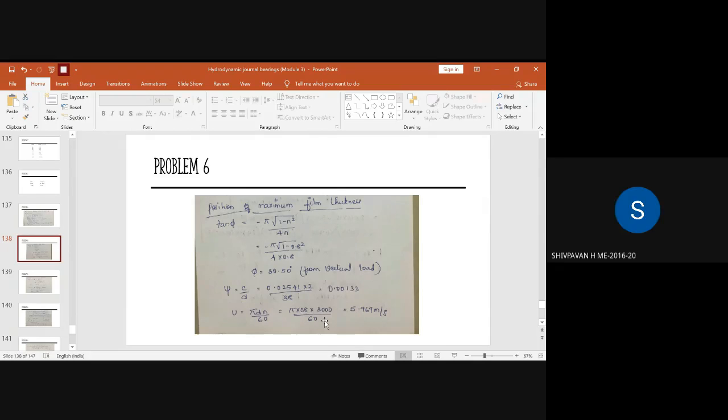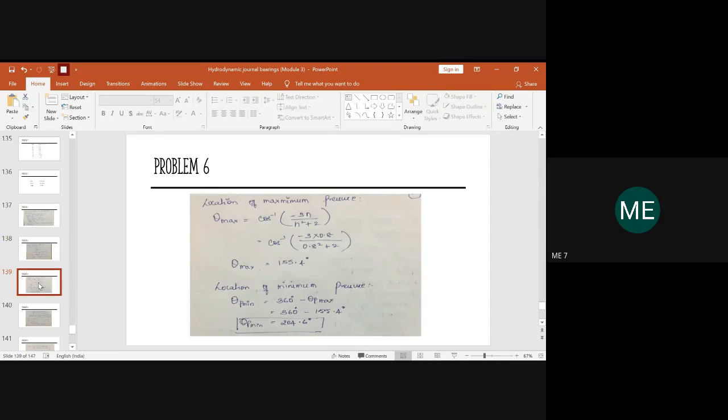Ma'am, 1.33 into 10 power minus 3. Yeah, the same thing. Kindly note down the diametrical clearance ratio. You can write it as 10 to the power of minus 3, or else you can show it in decimal. Both are the same. So now you have found out the diametrical clearance value.